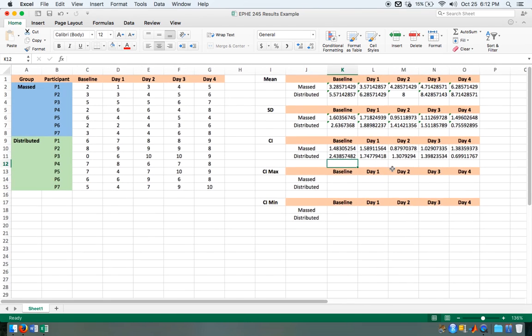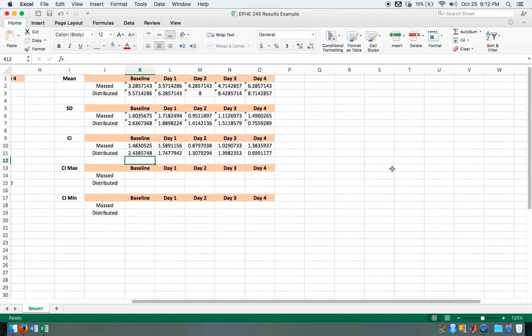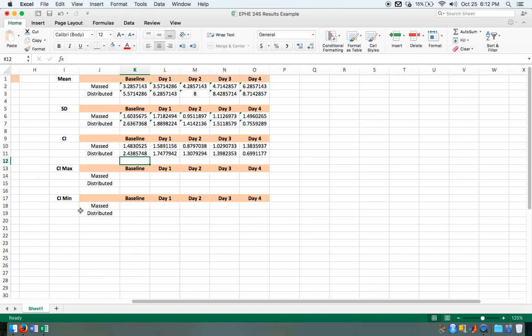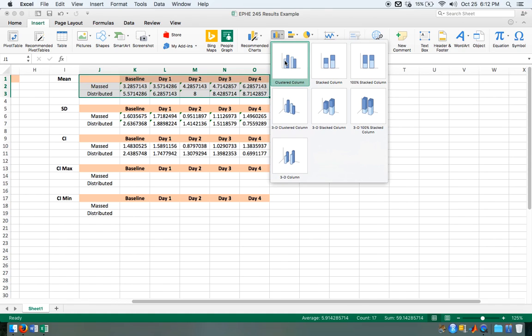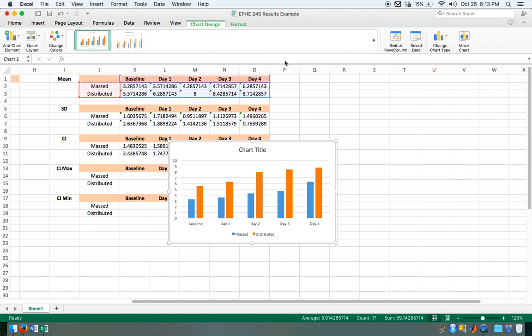So the next thing we're going to do is we're going to plot the figures. Now I'm going to talk about max and min CIs later when we're doing tables. So to do a figure, basically I'm going to grab all of this here. So that includes the baseline, day 1, day 4, and both groups as well. I'm going to go insert, and then this here. Now I'm using a Mac obviously, but that is generally the same for Windows, but it might be a little bit different. I'm not sure about other systems like Linux, but I think generally they're constructed similarly.